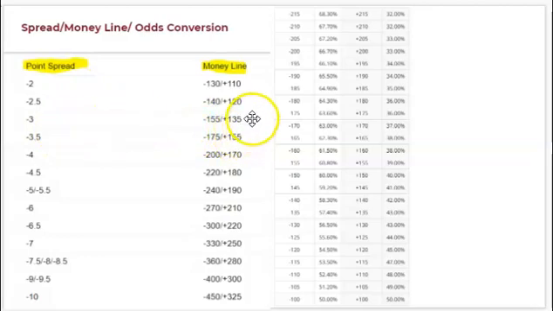Contrarily, if you took the other side, if you're plus 3, you should be getting about a plus 135 on the money line. So you can extrapolate this all throughout the entirety of it. And in the next slide, I have a little bit more of this for you.